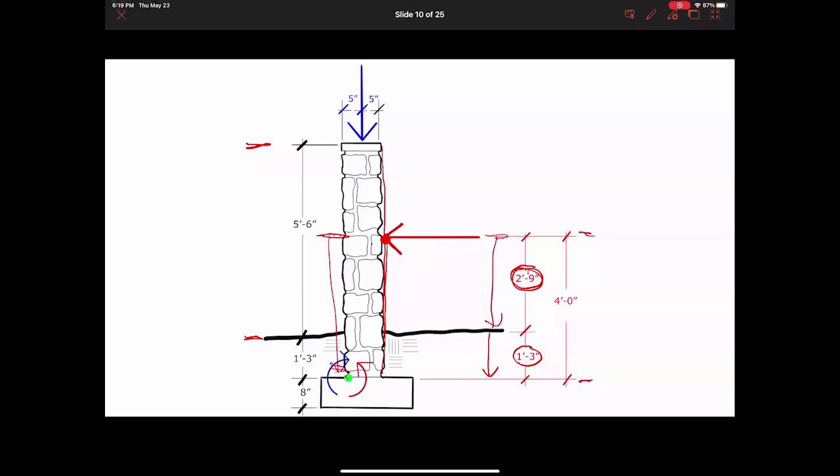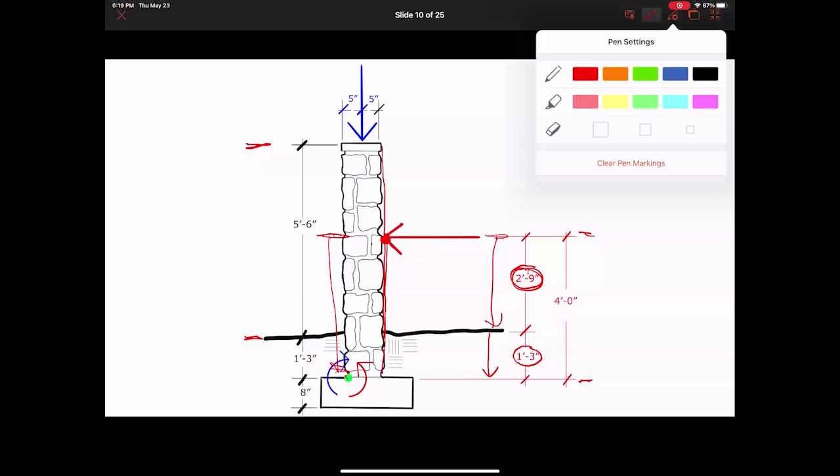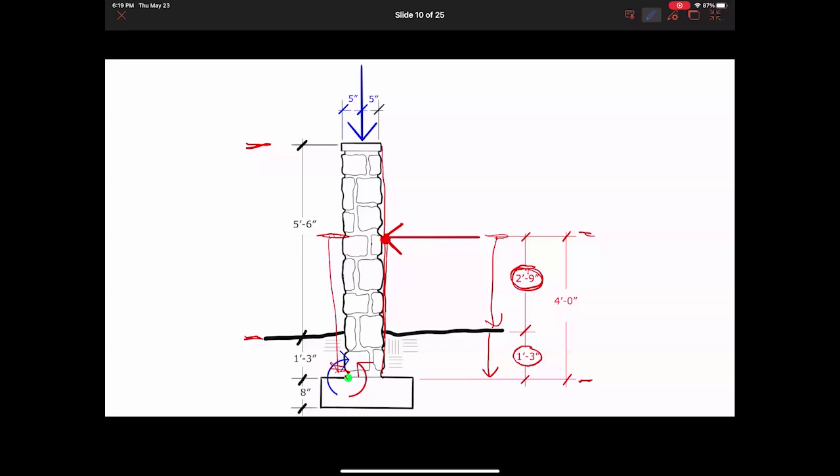What's stabilizing it is the fact that the resultant, the weight of the wall itself, the resultant is in the middle of the wall, and that means that there is where the wind is turning this way.